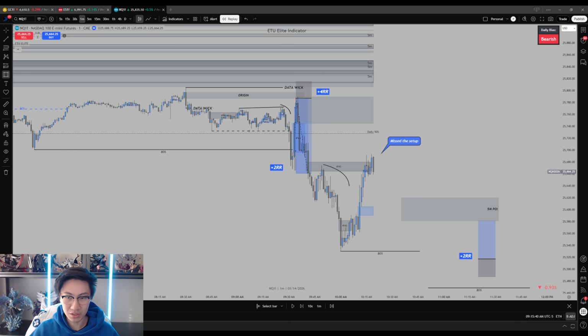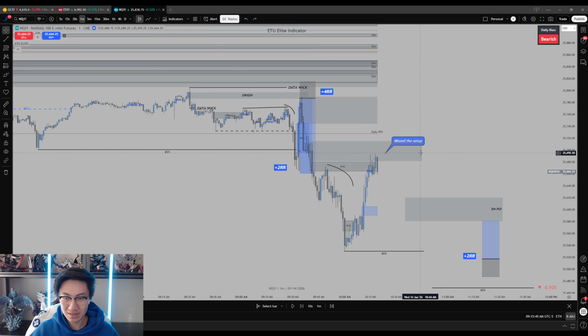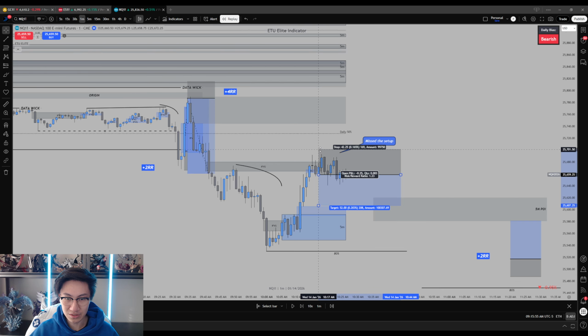I missed this short here, as I labeled it, unfortunately. This is almost the exact same thing, if you realize this is basically the same thing as this. Both A+ setups. I missed the setup unfortunately, so I cannot catch it, but I know there's members that caught it. So that's great for you guys. Basically, you can use this IFG.